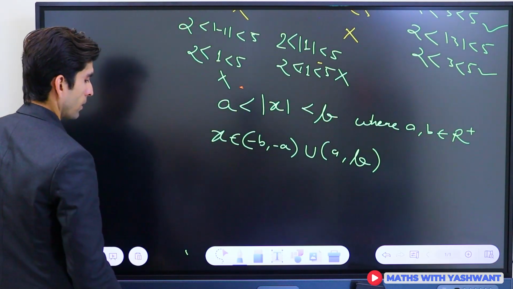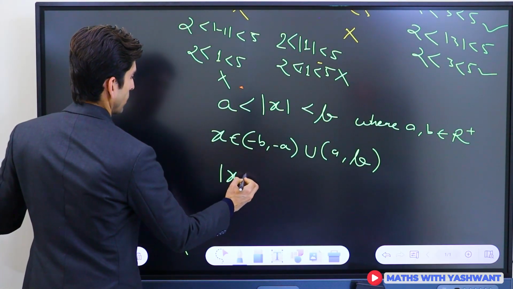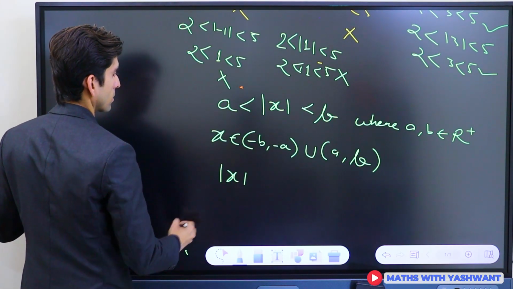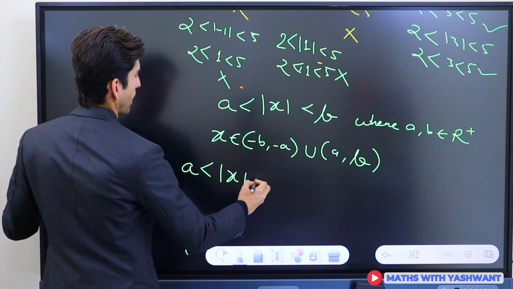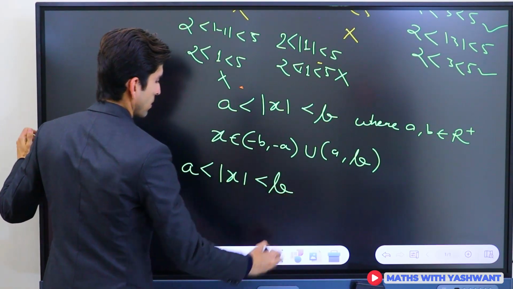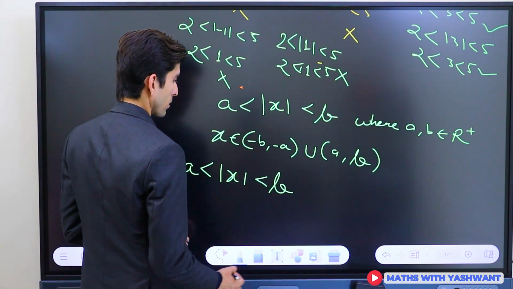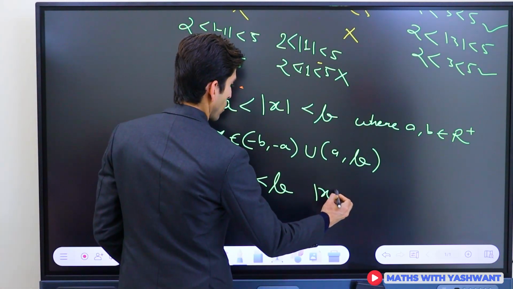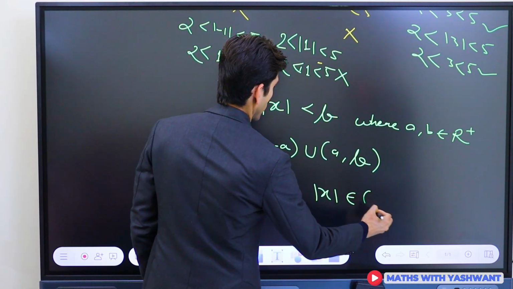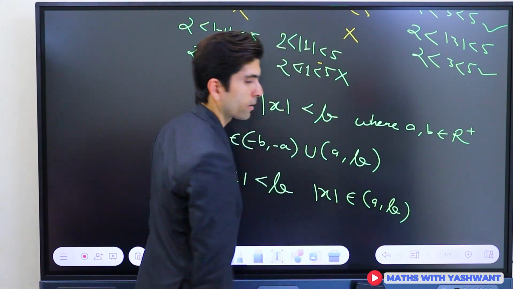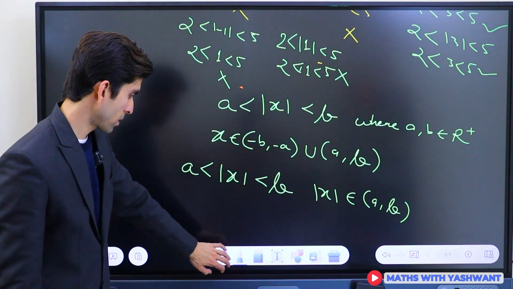So let's say you have mod of x greater than a and less than b once again, and you have to write the value of x. So this can also be written as mod of x belonging to a to b, right? In the interval form we can write it in this way.